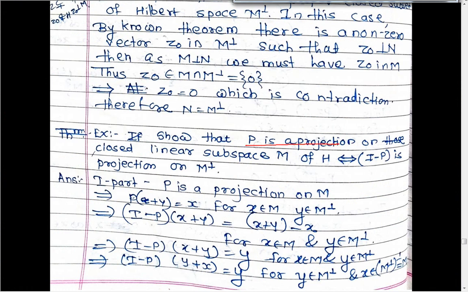P is projection on closed linear subspace M of H if and only if I minus P is projection on M perpendicular. So P is projection on M if and only if I minus P is projection on M perpendicular. It is fairly simple to prove this property. In fact, it is obvious. Still, I have supplied you the proof in notes. You may go through this. Remember the statement that P is projection on M if and only if I minus P is projection on M perpendicular.